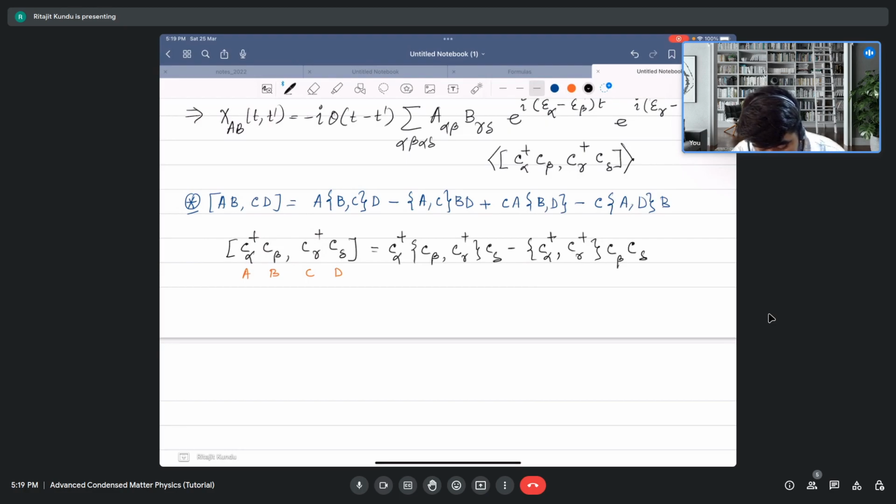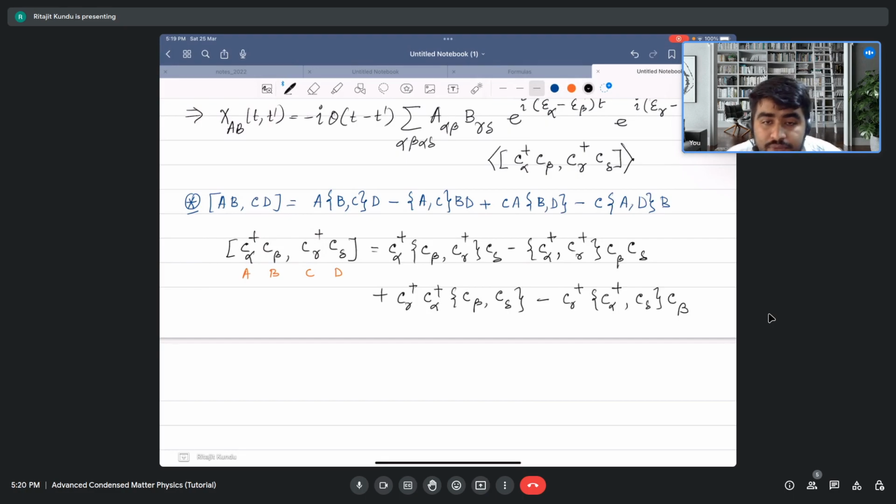Okay, so let's write all of the terms first, and then we will see which things stay and which things just vanish. So then we have C gamma dagger and C alpha dagger, and then C beta and C delta, and the last term is given by C gamma dagger, anti-commutator of C alpha dagger and C delta times C beta, right?